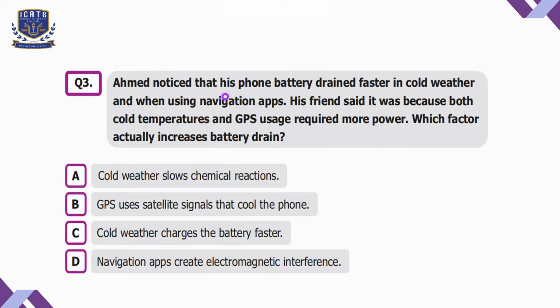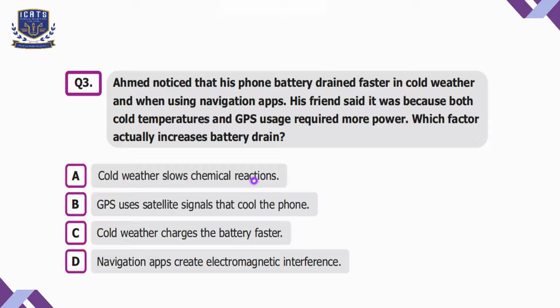Question number 3. Ahmed noticed that his phone battery drained faster in cold weather and when using navigation apps. His friend said it was because both cold temperatures and GPS usage required more power. Which factor actually increases battery drain? So option A is cold weather slows chemical reactions. When it's cold, the chemical reaction inside the battery gets slower and weaker.